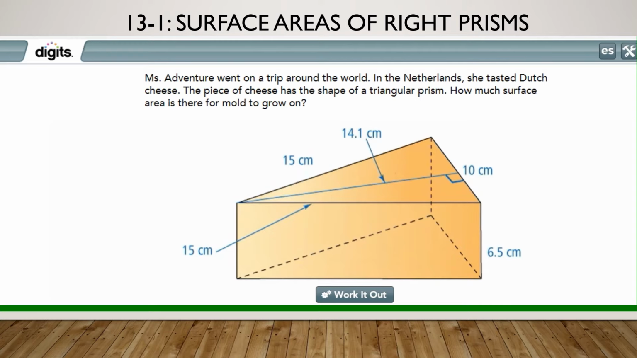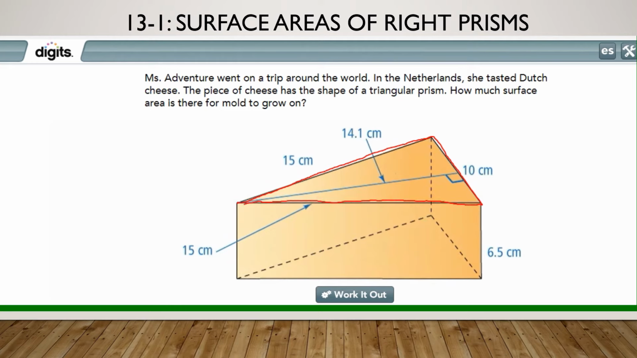All right, first we have to think about what type of shape this is. I don't want you to get this confused with a pyramid. This is a prism because it has 2 bases. So think about what shape is only 2. Well, in this case, it is a triangle. So this is a triangular prism. Here is our triangle right here.